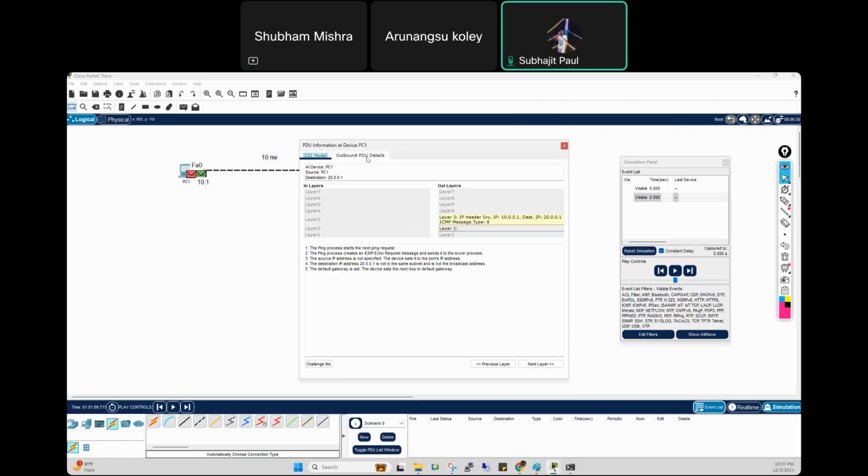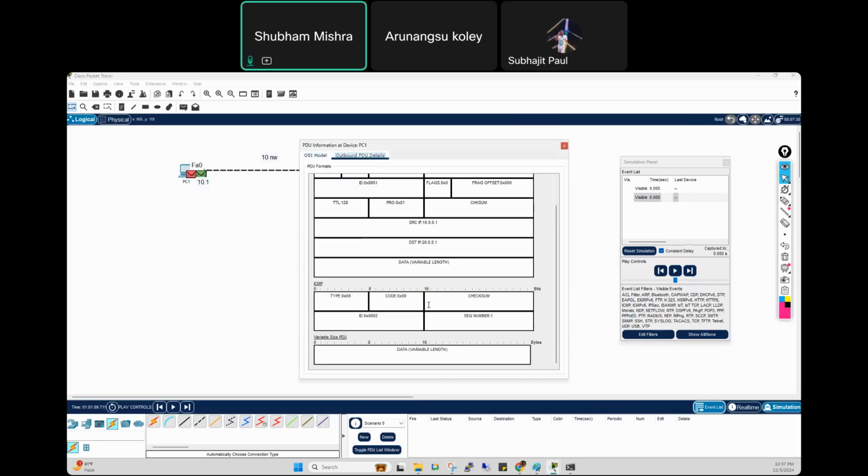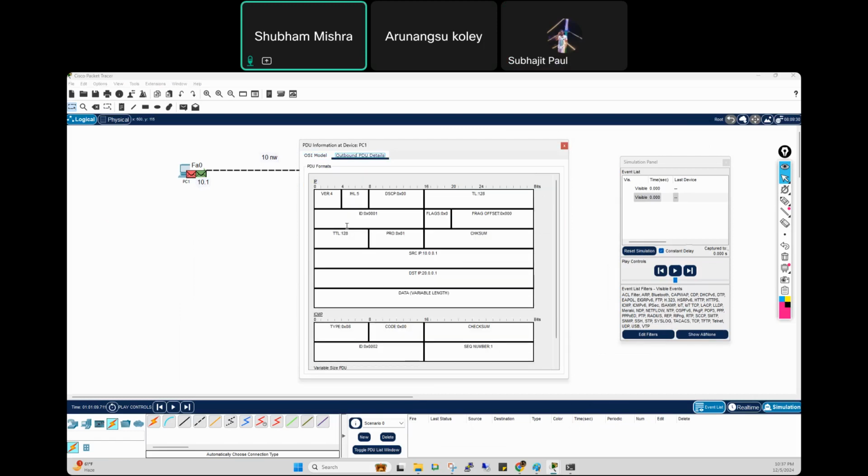Now, come here on ICMP. You know, in the ICMP packet, everything is there. ICMP hands over this packet to layer number 3. Yes or no? In layer number 3, what is the source IP address? Everyone, 10.1. Writing here, 10.1.